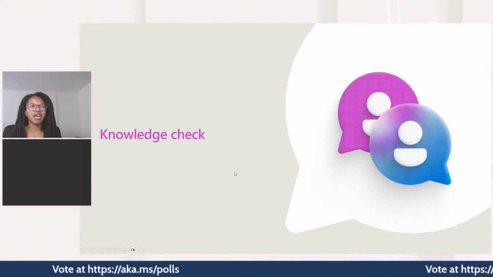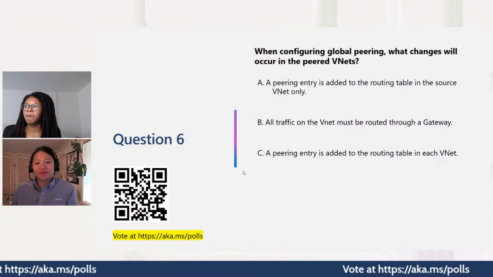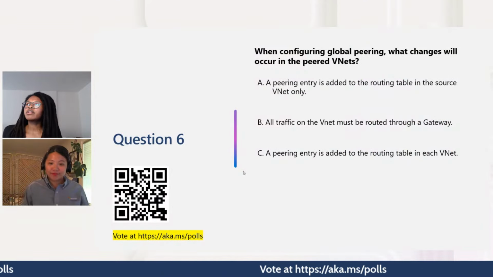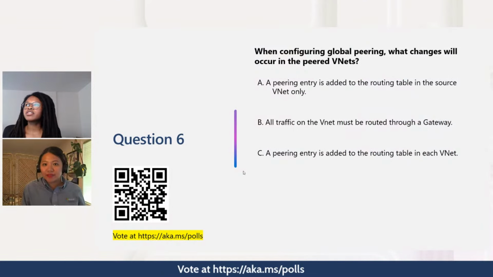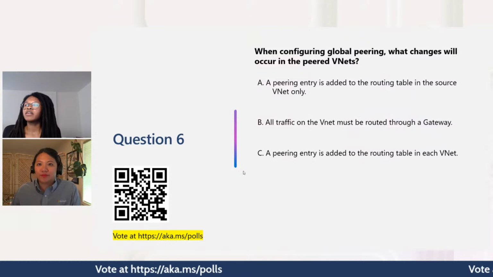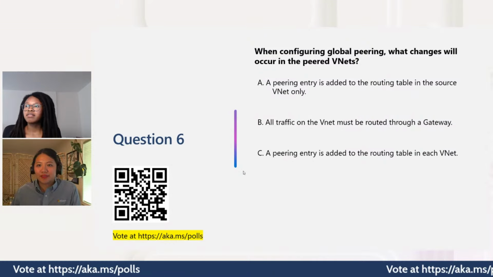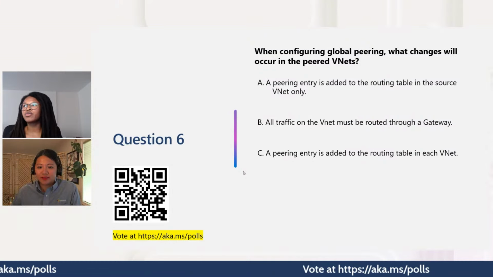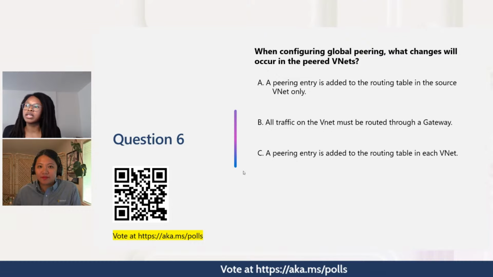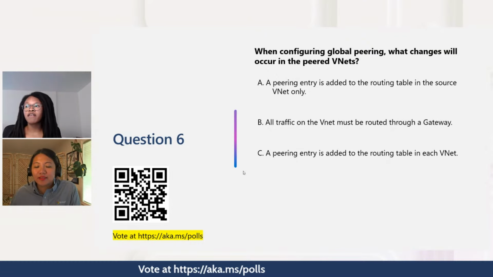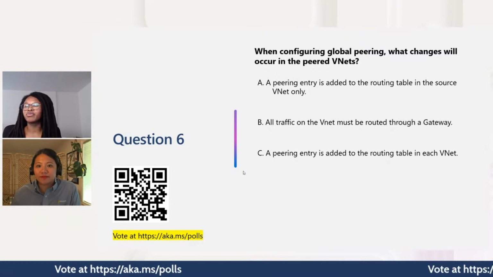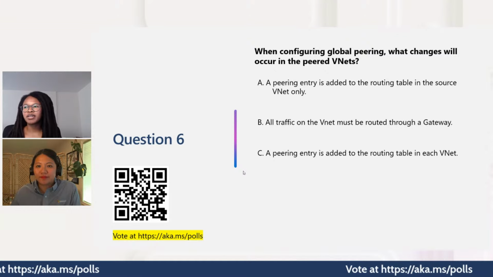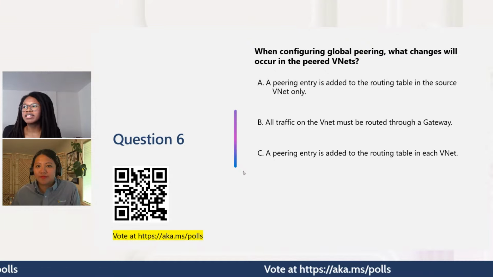Let's take a look. We have another knowledge check question here. And the question is, when configuring global peering, what changes will occur in the peered VNets? Is it A, a peering entry is added to the routing table in the source VNet only? Is it B, all traffic on the VNet must be routed through a gateway? Or is it C, a peering entry is added to the routing table in each VNet?